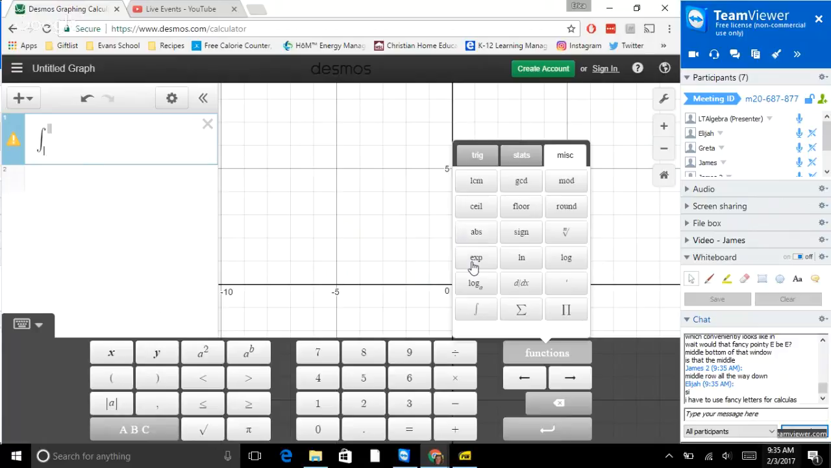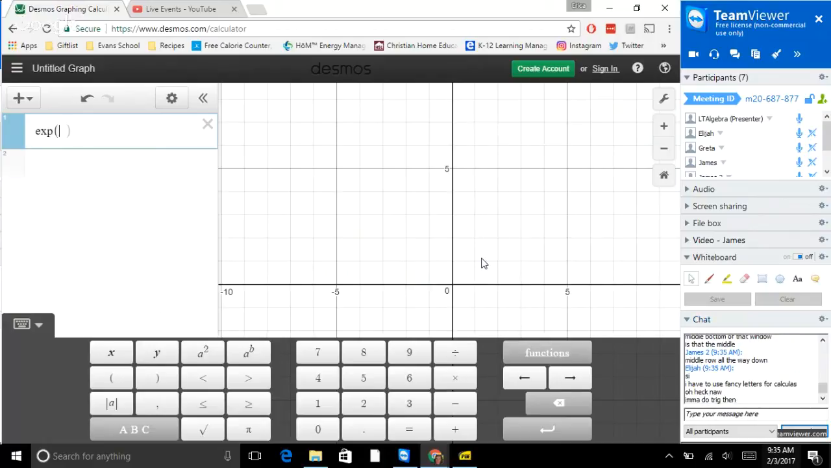The only thing I don't know, yeah, you get to use fancy letters for calculus, that's for sure. I don't know what this is. X, E. I don't think that's right. No, that doesn't look right. Just use E.